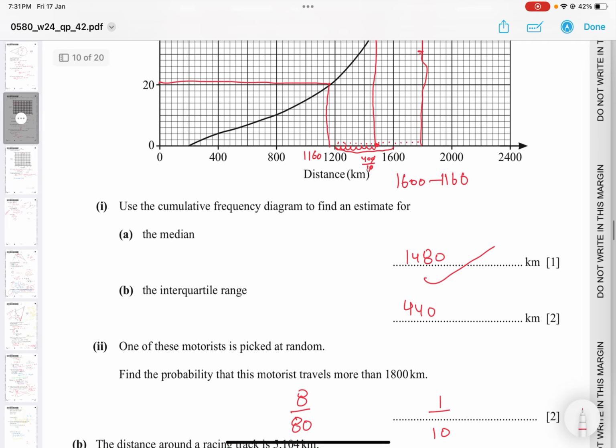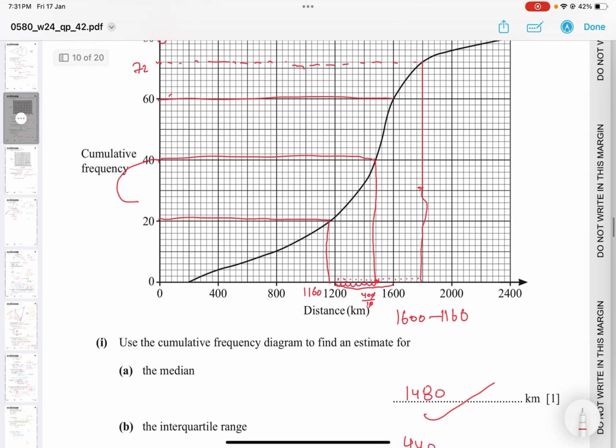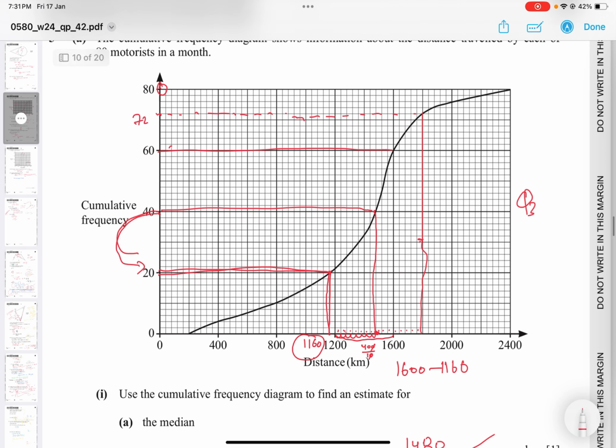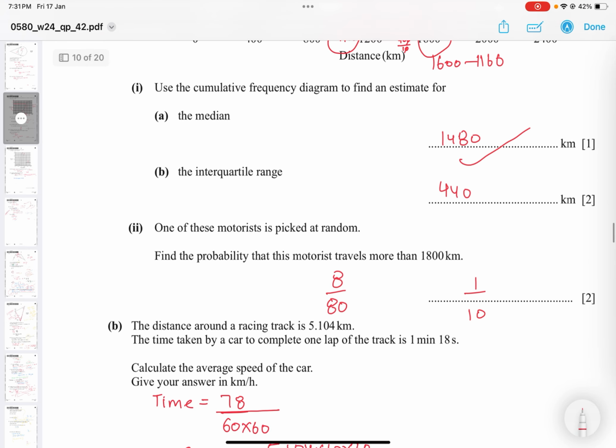You will get the answer as 1480. For the interquartile range, just half it and again half it. That is 20. We got 1160 over here. And then the interquartile range is Q3 minus Q1, right? So Q3 would be 60, and then we travel down from 60. We got 1600. Just subtract 1160 from 1600 and you will get your answer of 440.